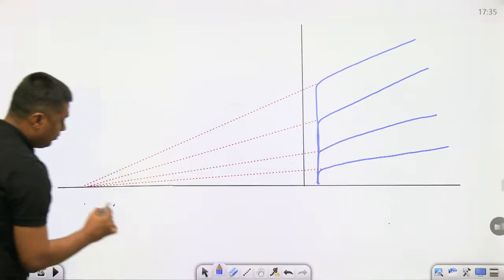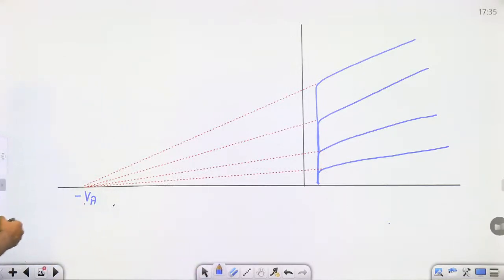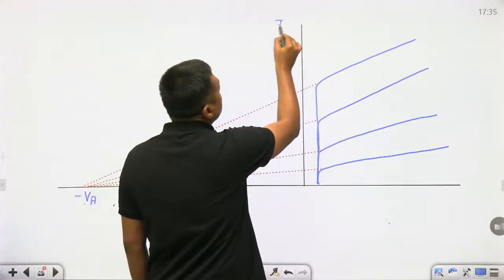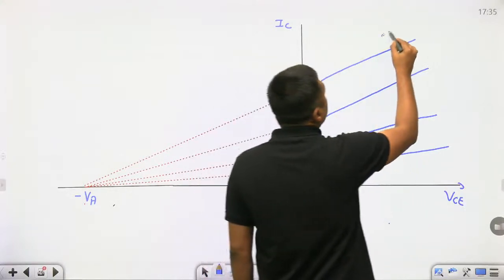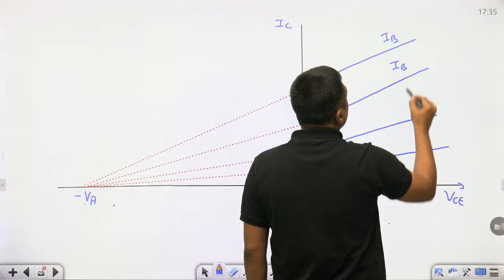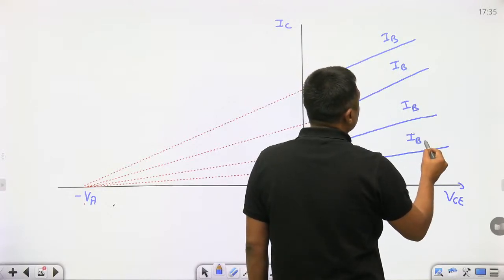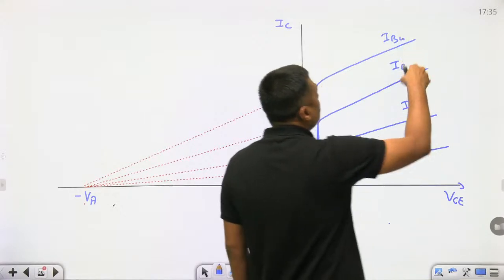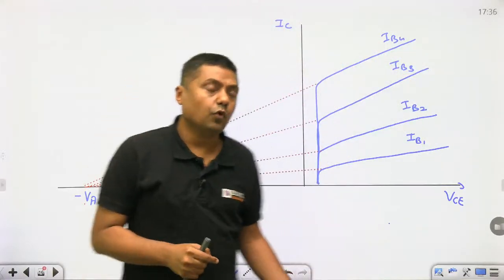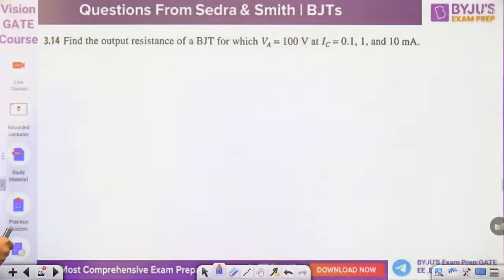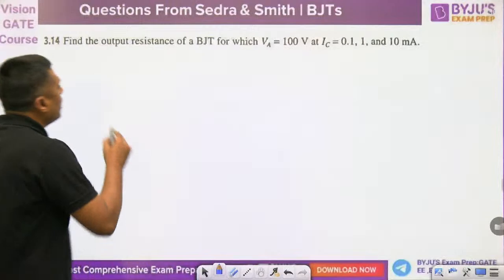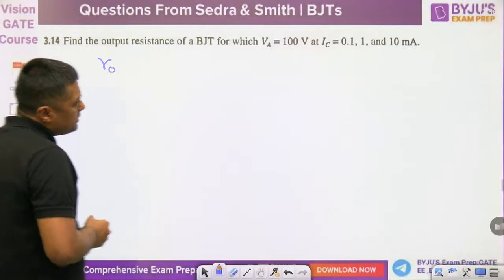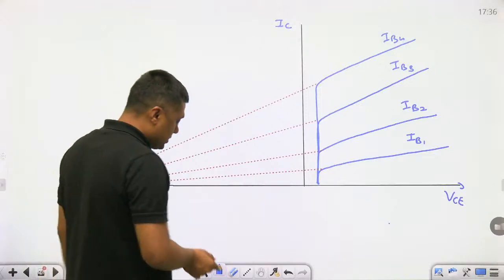This voltage is the Early voltage, minus VA. This is IC, and this is VCE. Characteristics of common emitter configuration, and here we have different values of IB: 1, 2, 3, 4. Now, find the output resistance. With the help of the Early voltage, we can find the output resistance. So what is the output resistance formula? Output resistance means the reciprocal of the slope at this point.